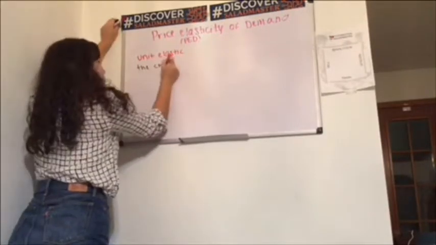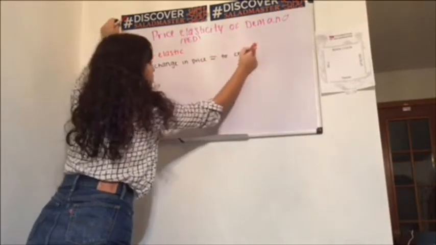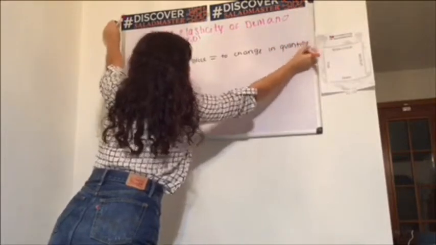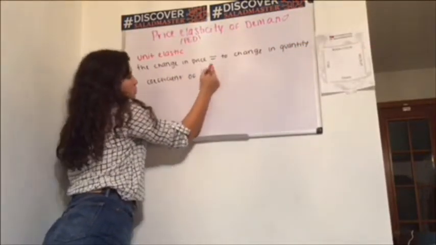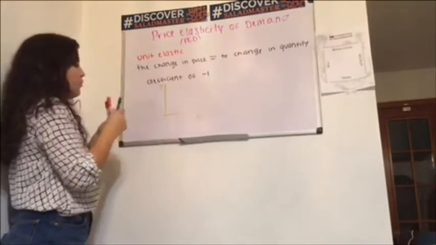In a unit elastic good, the change in price will be equal to the change in quantity, providing a coefficient of negative 1. The curve will be a steep line with a slope of 1.